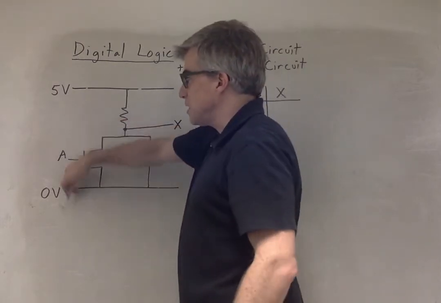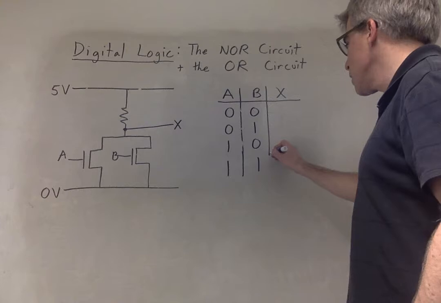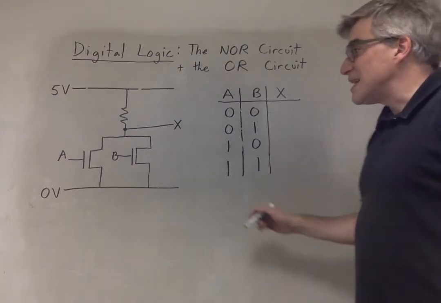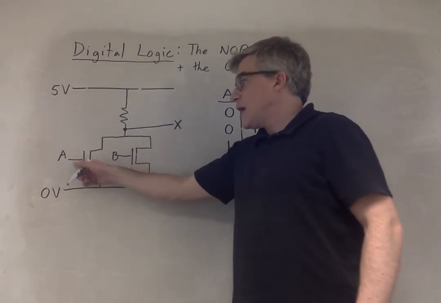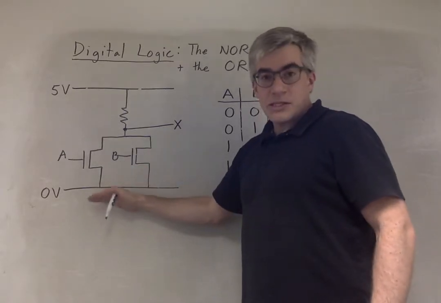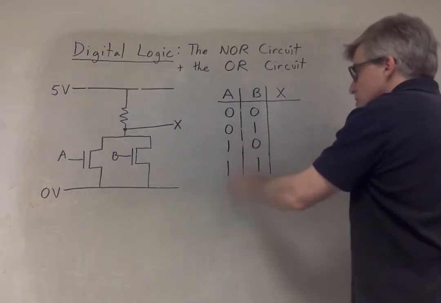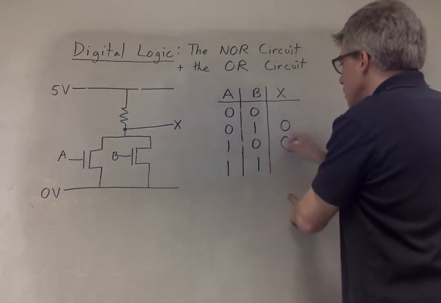We can choose A to connect here or here. We can choose B to connect here or here. That's 4 options. So if A or B is a 1, that will connect us to 0, and X will be connected to 0. So if we have any 1s, X will be 0.